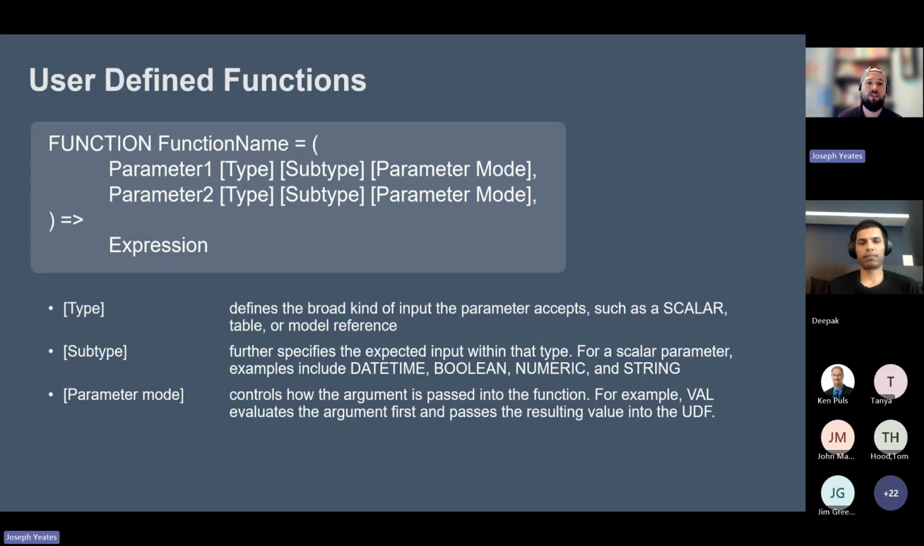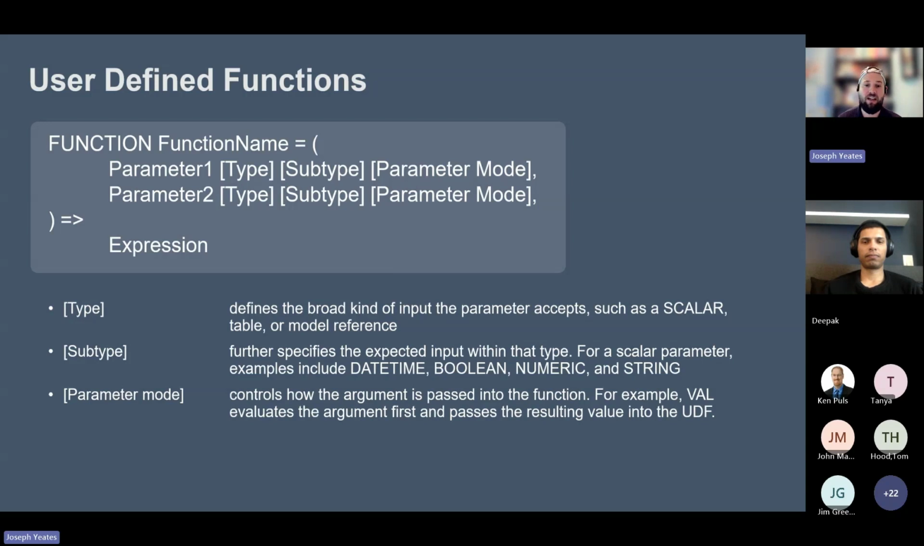So the first is type, and it's defining, okay, what type of input should the parameter accept? It can be like a single scalar value, or it could even have a table as an input. After type, we have subtype, and this further defines what type of input.